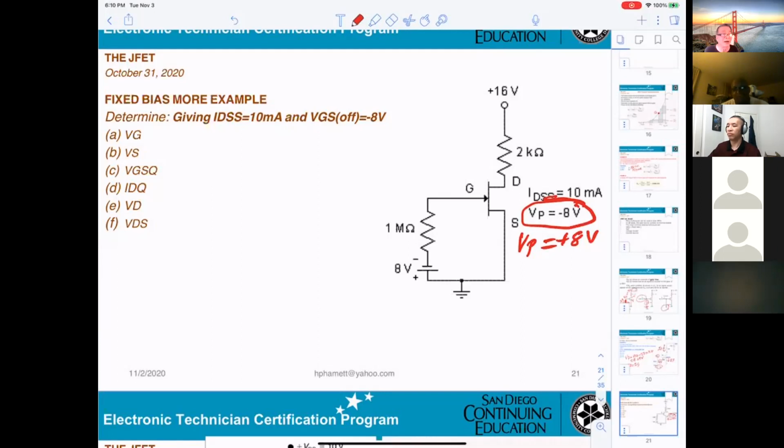However, I already gave it to you. I did that 10 milliamp, VGS off equal 8 volt. Right. So now they get to calculate VG. What does VG equal? Negative 8 volts. Perfect. And what is VS? 0 volts.